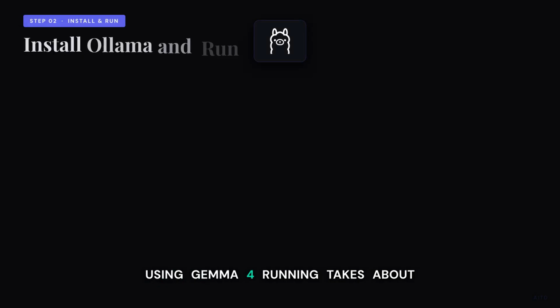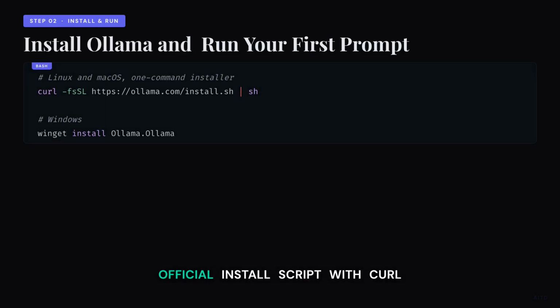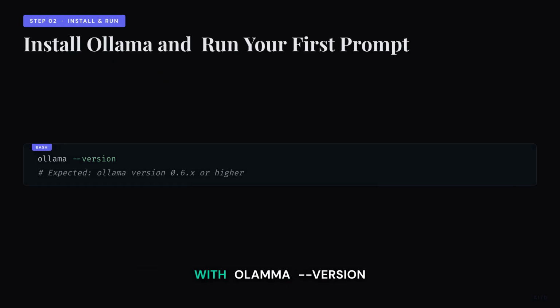Getting Gemma 4 running takes about 5 minutes, most of it spent downloading the model. On Mac or Linux, run the official install script with curl. On Windows, install it with winget install ollama.ollama. Once it's installed, check your version with ollama --version. You'll need version 0.6 or later for Gemma 4.